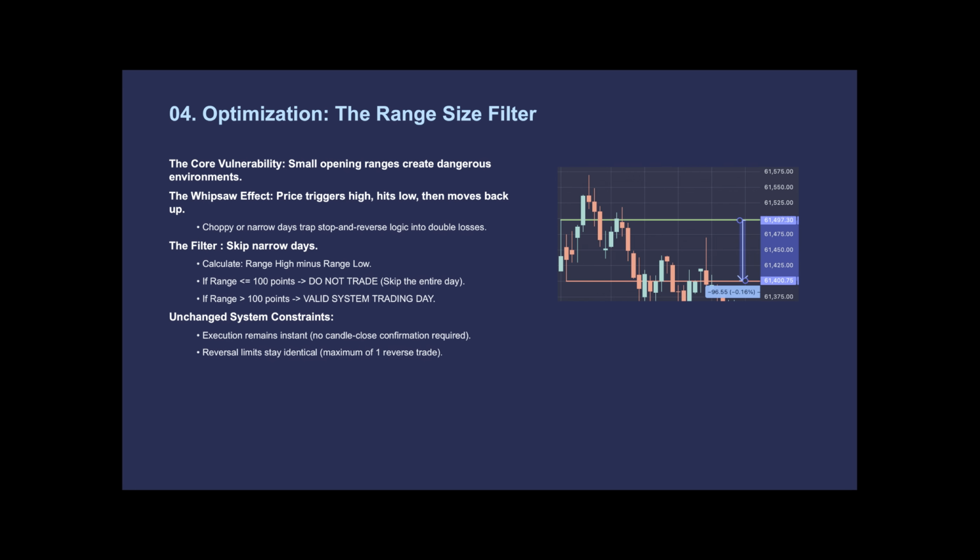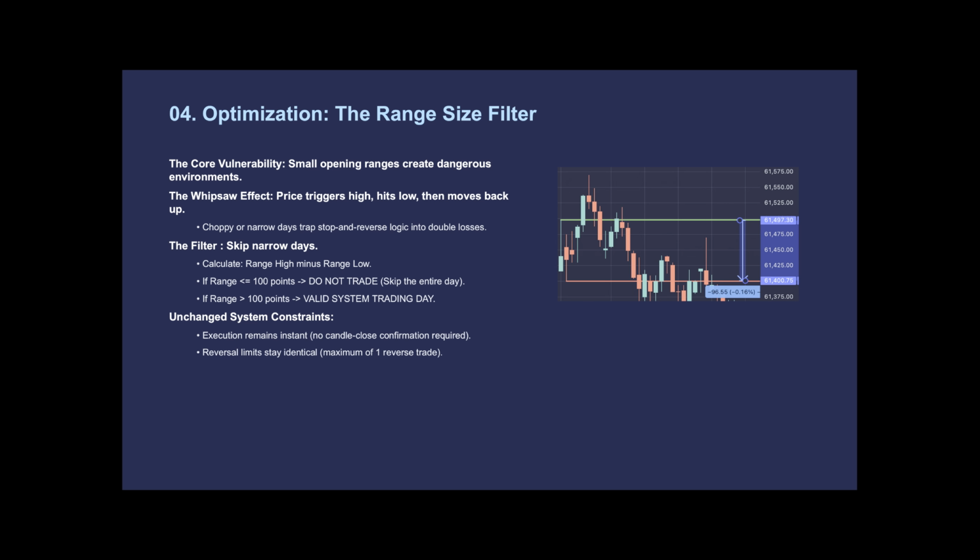After testing the original strategy, we added one practical filter. We skipped days where the opening range was too small. If the 15-minute opening range is less than or equal to 100 points, we do not trade. Why? Because very small opening ranges can create false breakouts. The price breaks the high, then immediately breaks the low, then again moves up. These are choppy days. In such cases, the stop and reverse logic can become dangerous.